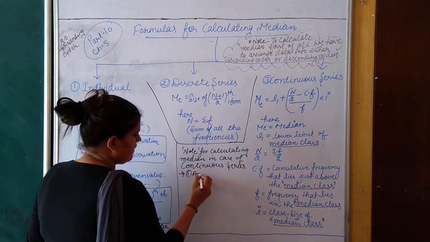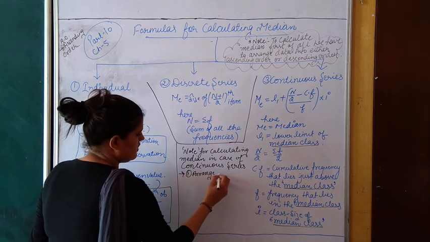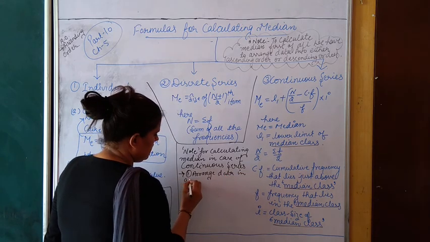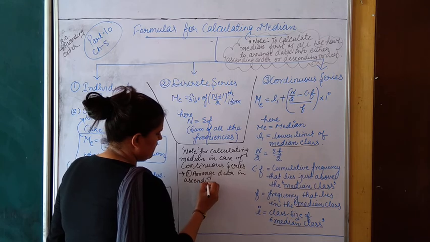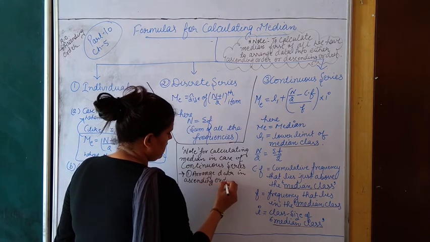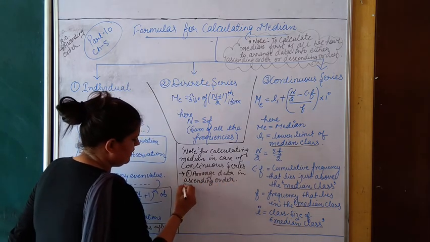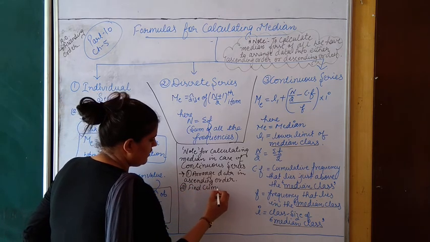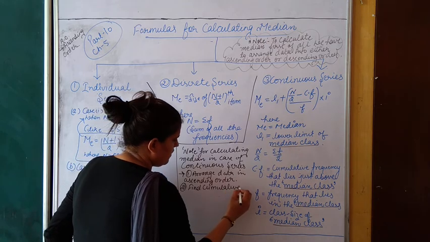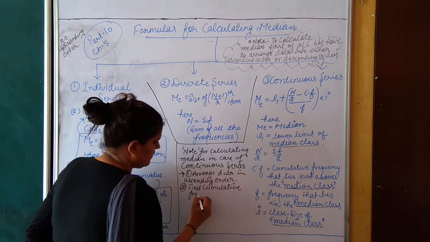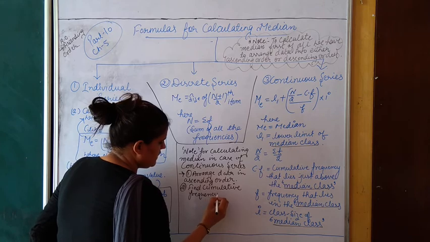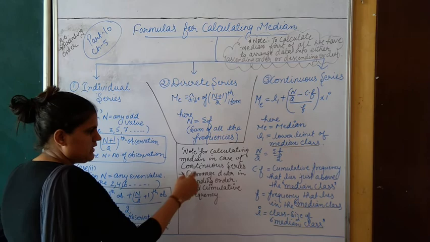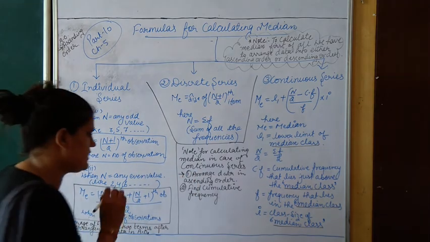First, arrange data into ascending order. Arrange data into ascending order. Second, find cumulative frequency. Cumulative frequency means you have to find cumulative frequency. It is a necessary thing. Arranging the data into ascending order is also necessary.